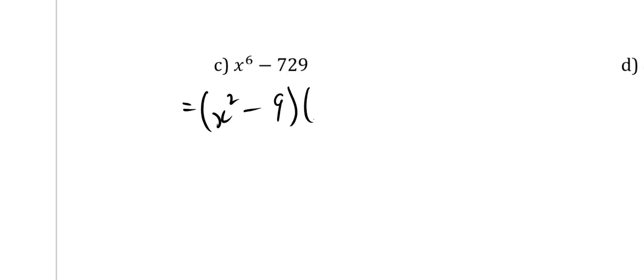Square the first term. Square the last term, and it's always positive. And the middle is the first times the last, and it's got the opposite sign, so it's plus 9x squared. And again, you could expand that if you want to check that.